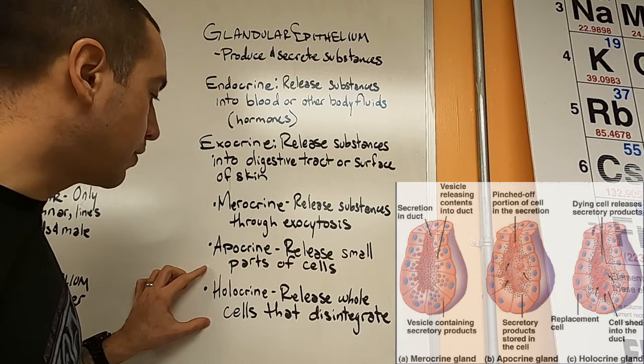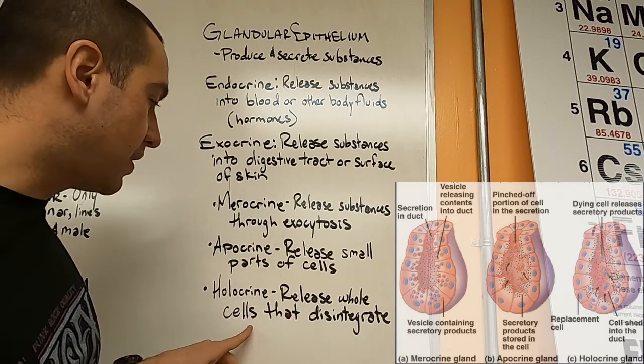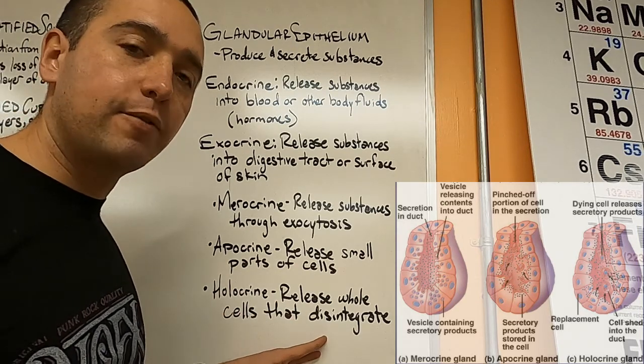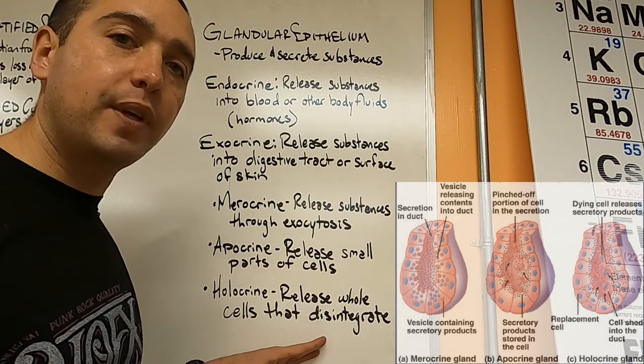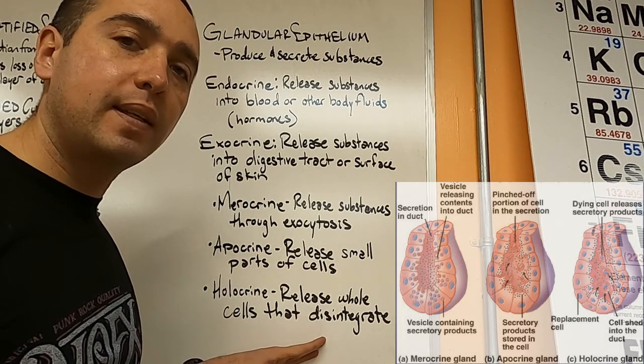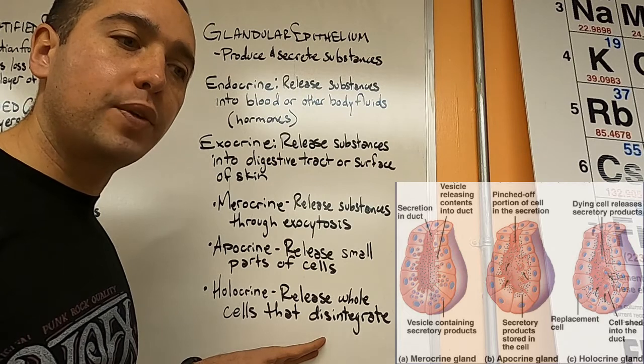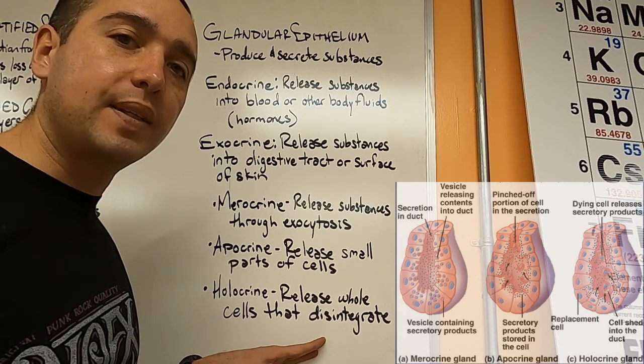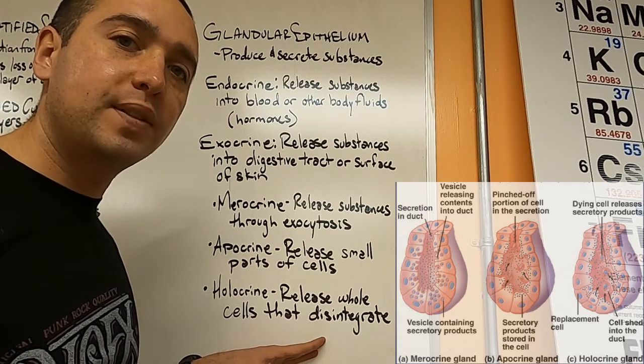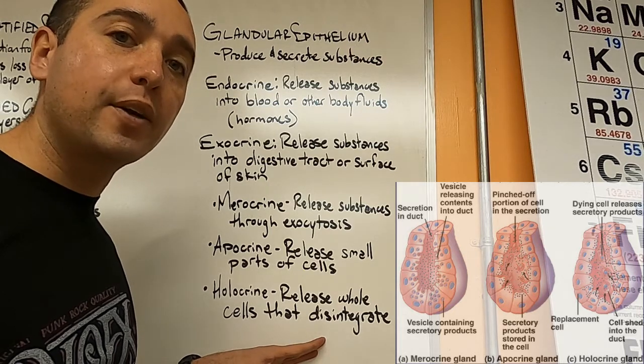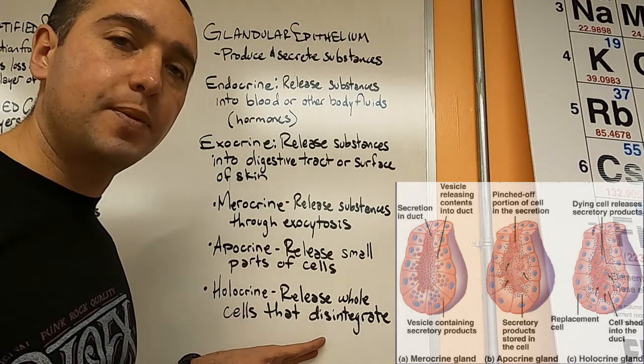And finally, holocrine. They release a whole cell that eventually will disintegrate and form that substance that is excreted. And those are things like the glands that produce sebum, and that is the type of substance that keeps your hairs moist. It's the oil that keeps your hairs moist.